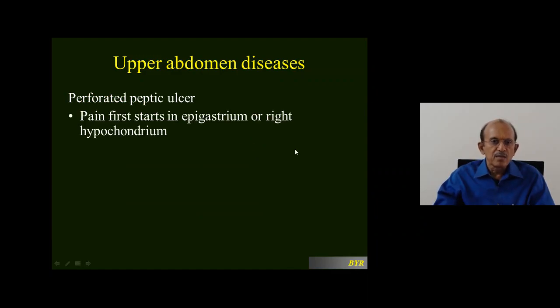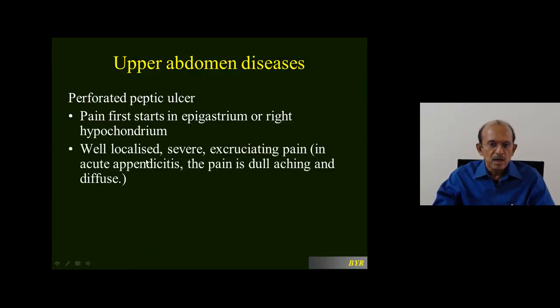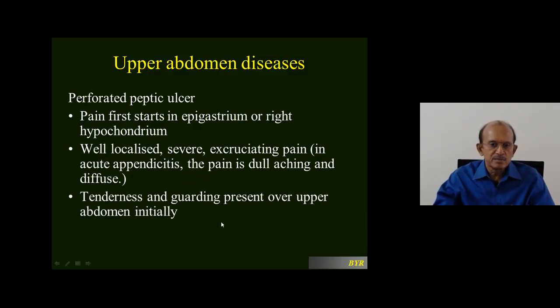Perforated peptic ulcer. Here the pain first starts in the epigastrium or right hypochondrial region. It is well localized, severe, excruciating pain. In acute appendicitis, pain is dull, aching, and diffuse. Tenderness and guarding are present over the upper abdomen initially in perforated peptic ulcer. But in acute appendicitis, it will be in the umbilical region, later in the right iliac fossa.